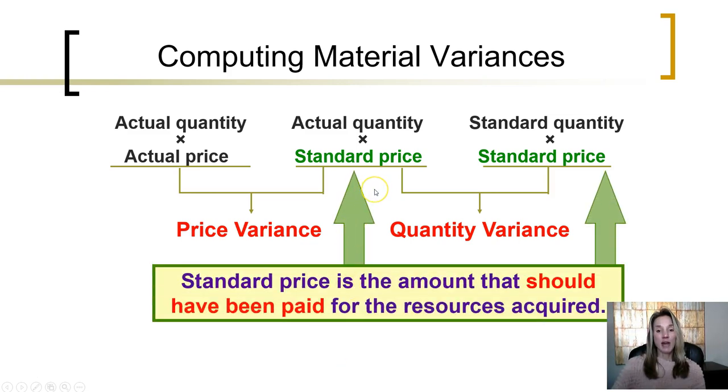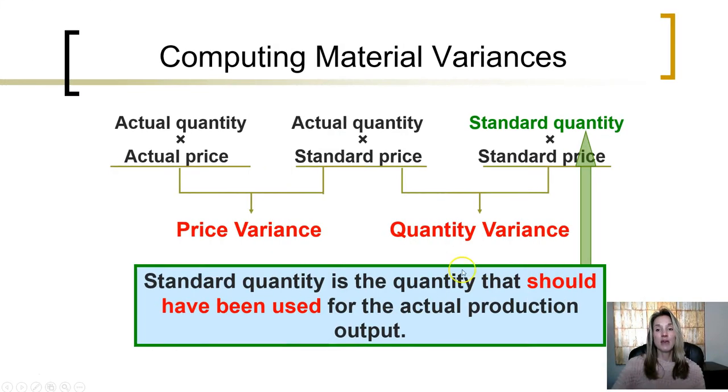The standard price is the amount that should have been paid for the resources or the materials that were purchased. The standard quantity is the quantity of materials that should have been used for the actual number of units produced.